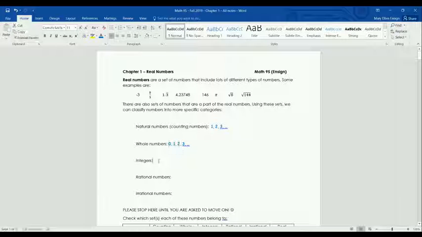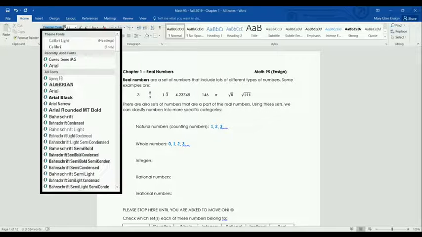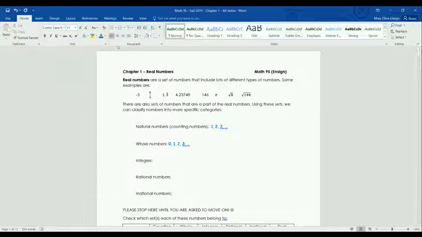Okay, so then when we go down to integers, integers are going to include those whole numbers. They're also going to include the negatives. So these start way down at the smallest negative number you could think of, and we go up. So we have -3, -2, -1, 0, 1, 2, 3, etc.